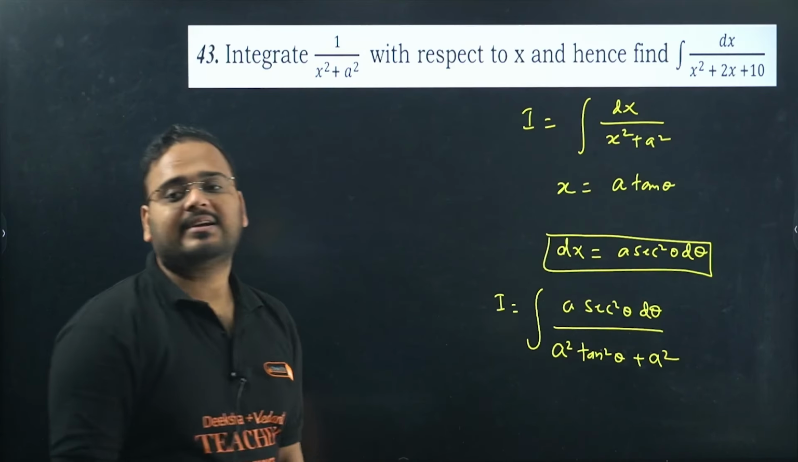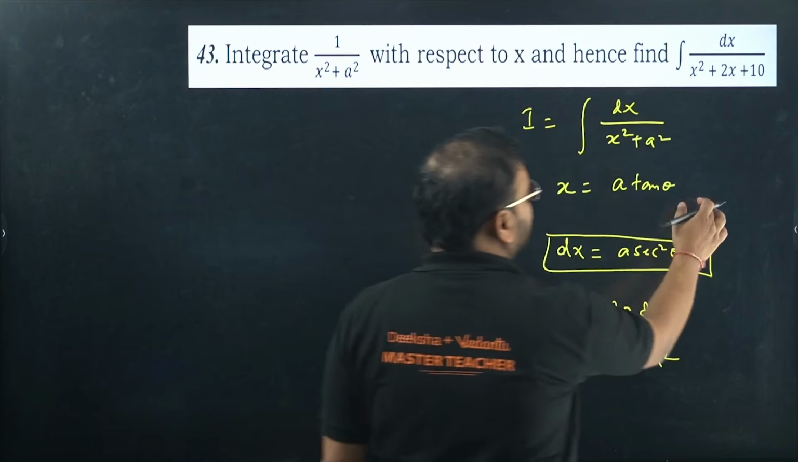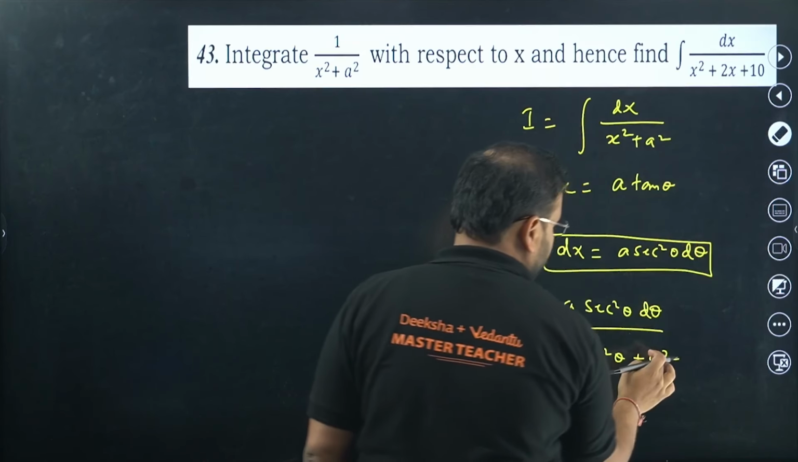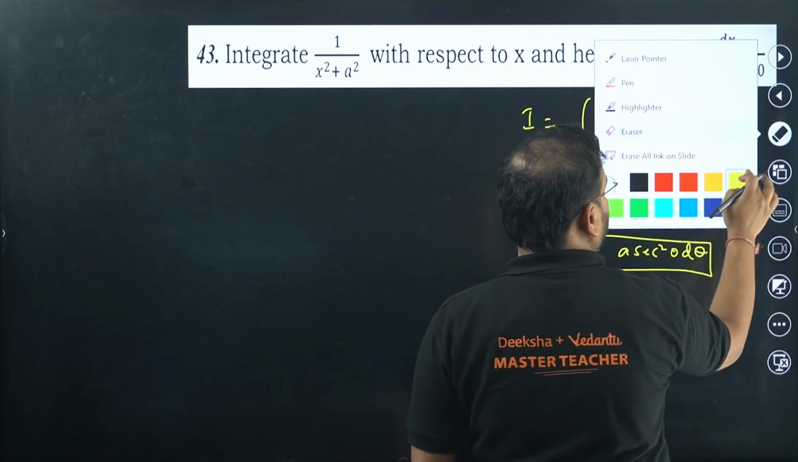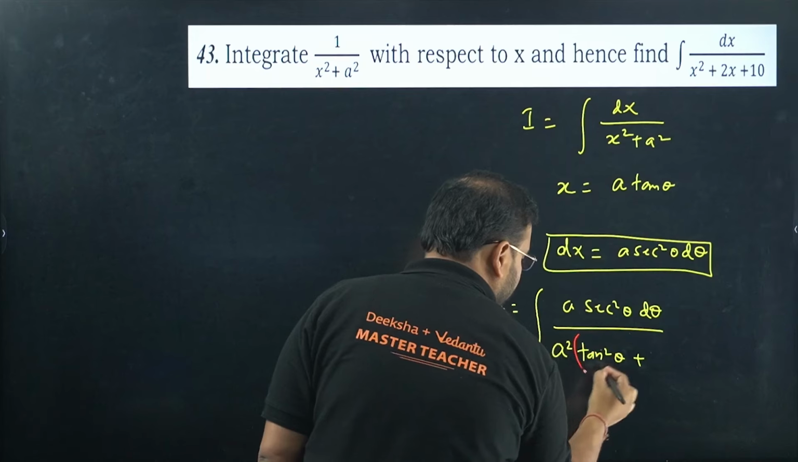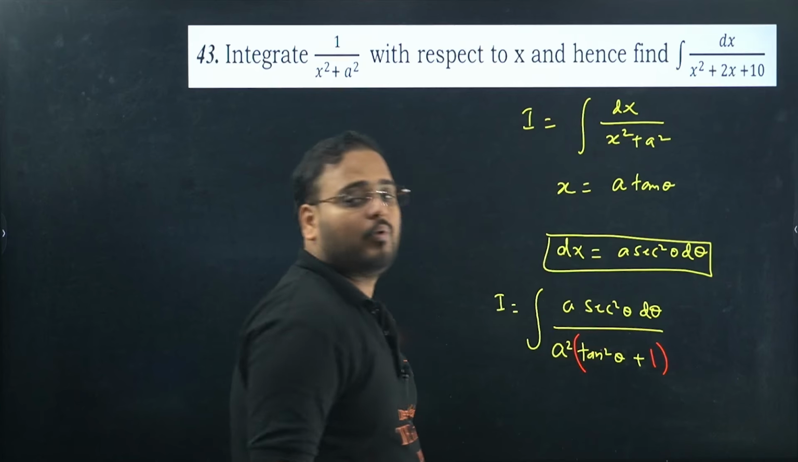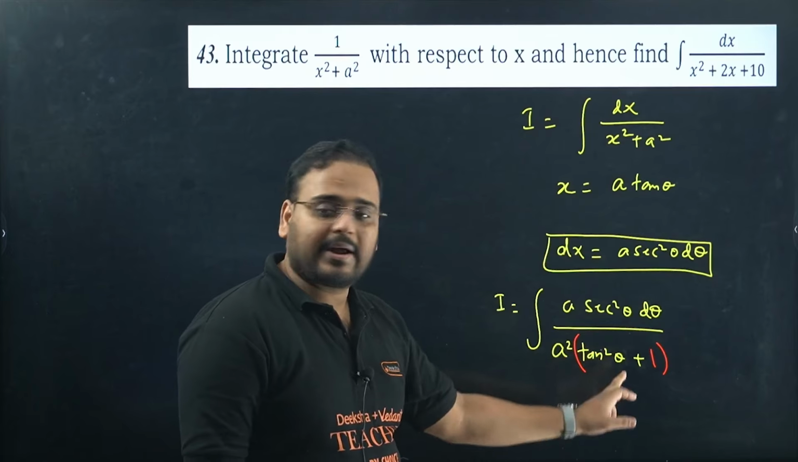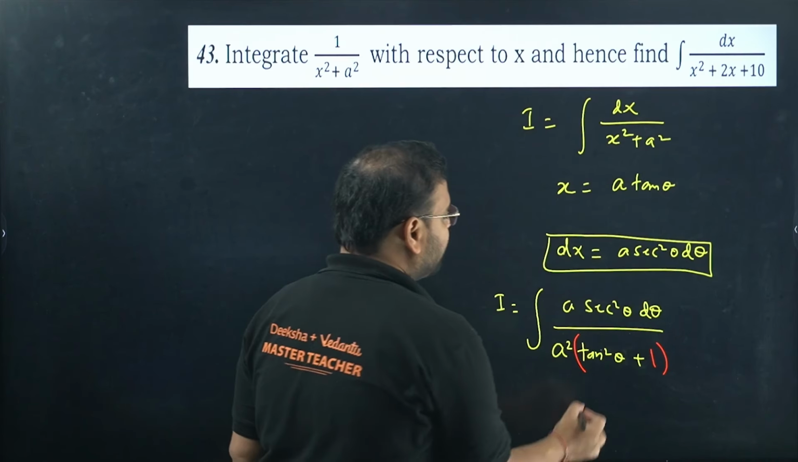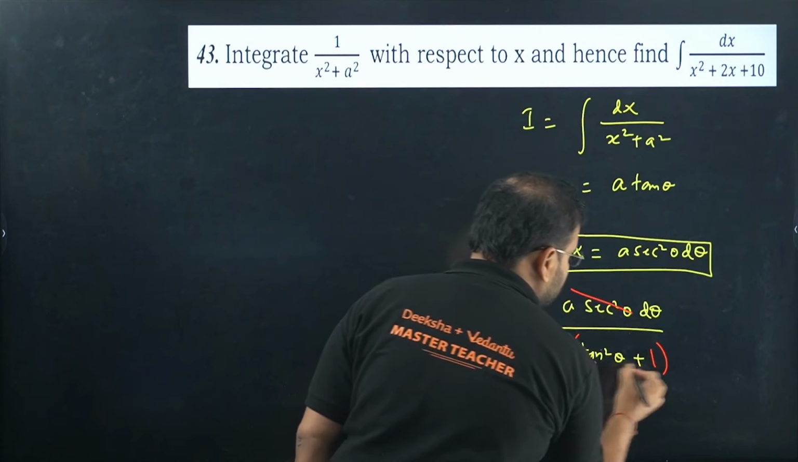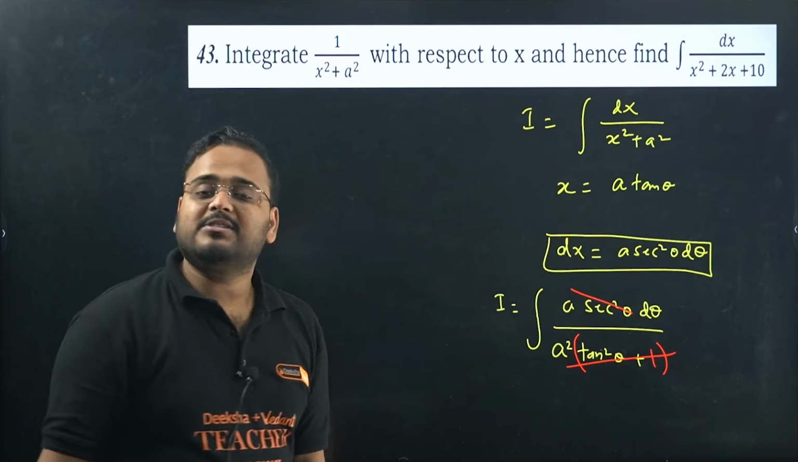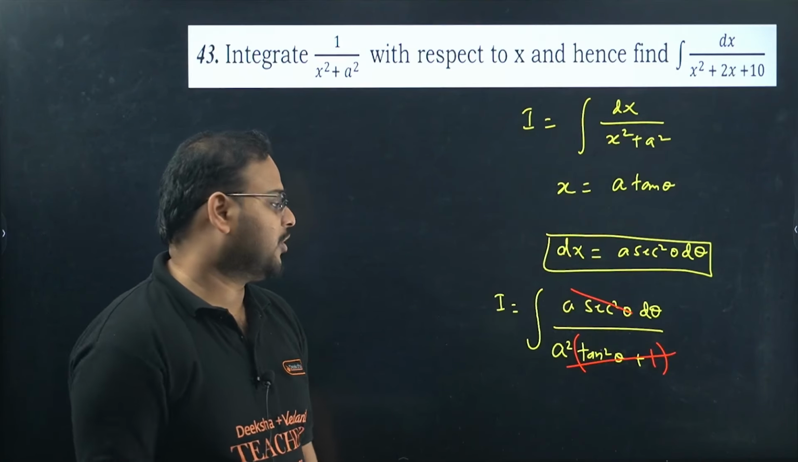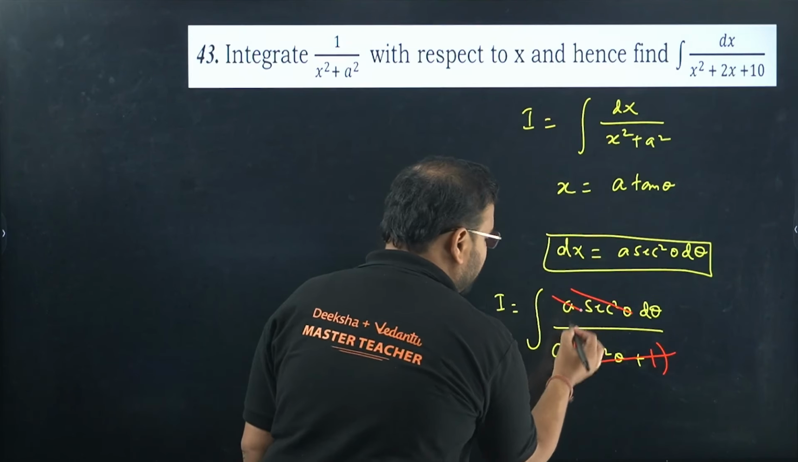Can we do one thing? Take simply a square common. Remove this a square, put a bracket and write this 1 plus of 1. What I've done, I've taken a square common. Okay, the bracket has come now. Check carefully, secant square, and this is same also as secant square. 1 plus tan square is secant square, the identity of trigonometry. A and a will cancel.